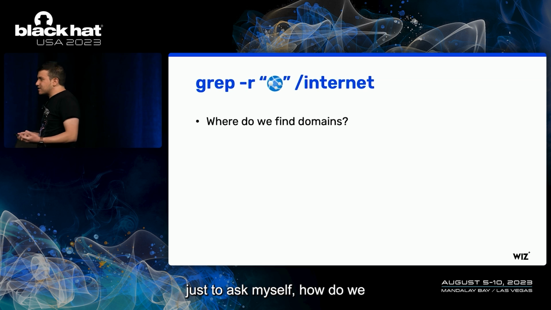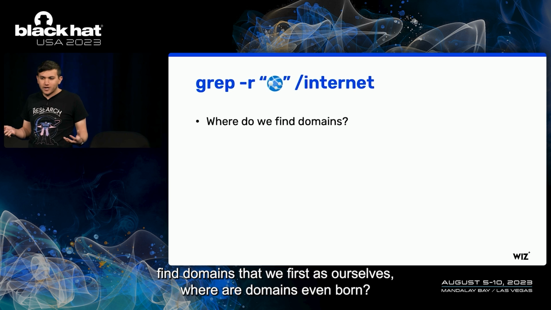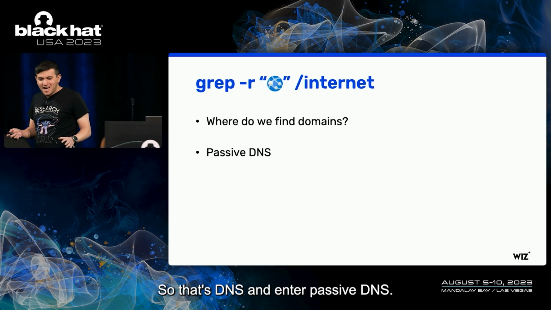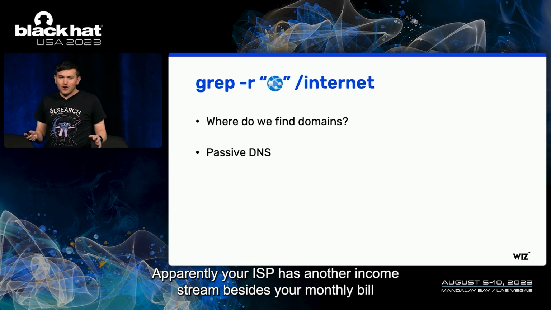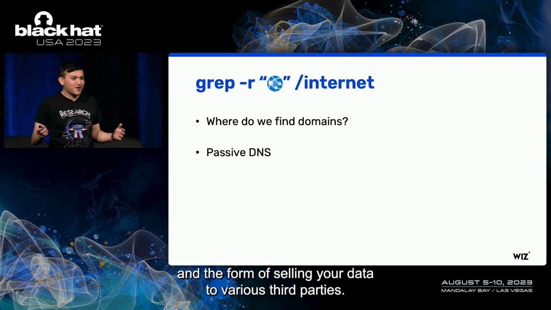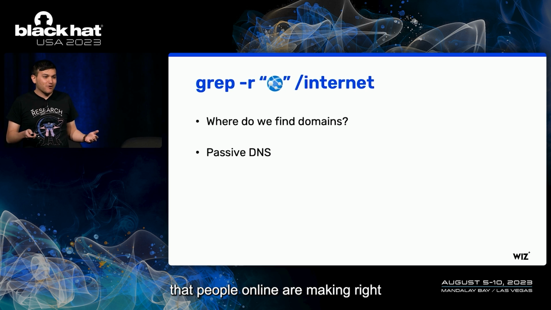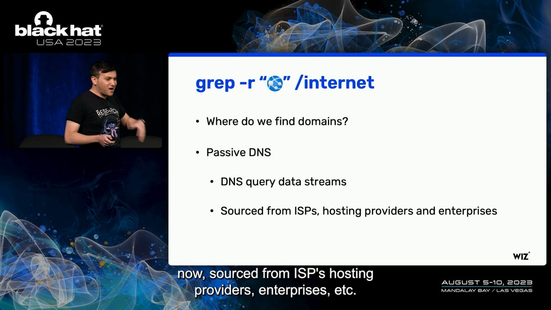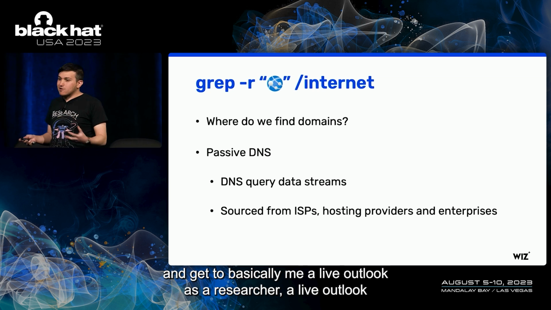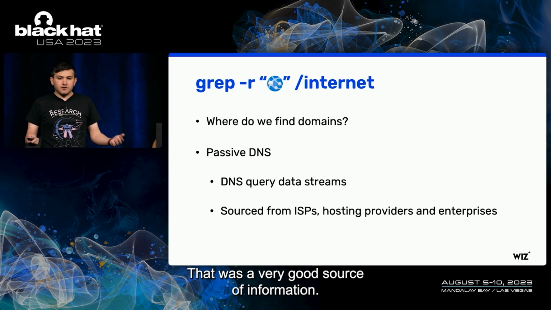To ask myself where do we find domains, we first ask ourselves where are domains even born, right? So that's DNS, and enter passive DNS. What is passive DNS? Apparently, your ISP has another income stream besides your monthly bill in the form of selling your data to various third parties. Passive DNS databases are basically databases of DNS queries that people online are making right now, sourced from ISPs, hosting providers, enterprises, etc., and can basically give me, as a researcher, a live outlook on what domains people online are looking for right now.